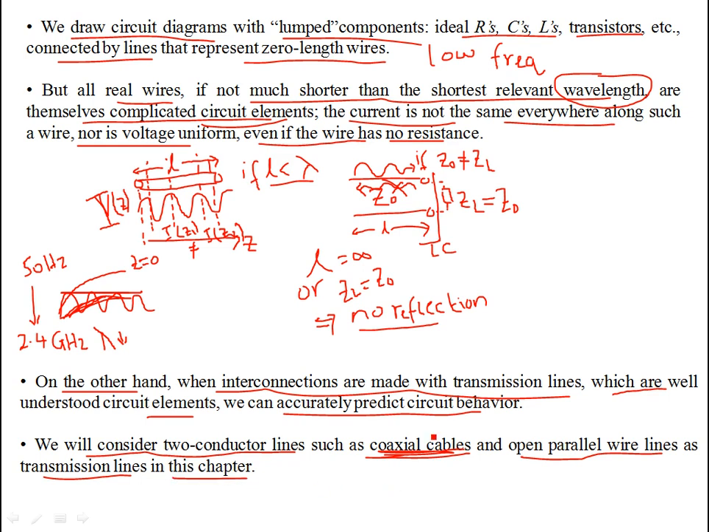We have other transmission lines as such. For example, you can have a microstrip. There could be a metal strip over a piece of substrate. There is a certain width, and this is the length of the strip. So this is also a transmission line. But in this chapter, you have the coax and the open parallel wire lines. So we are going to consider their inductances and capacitances, characteristic impedances, etc.